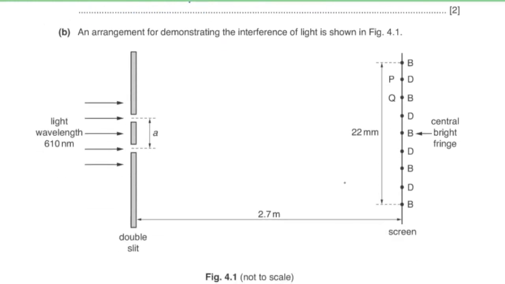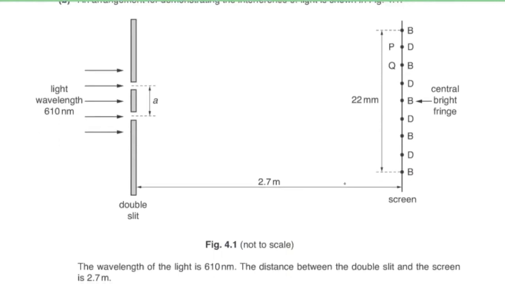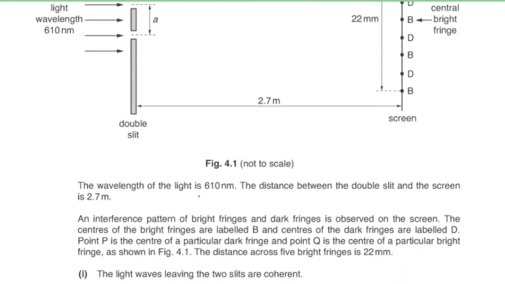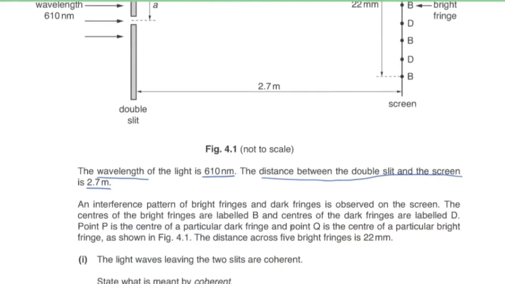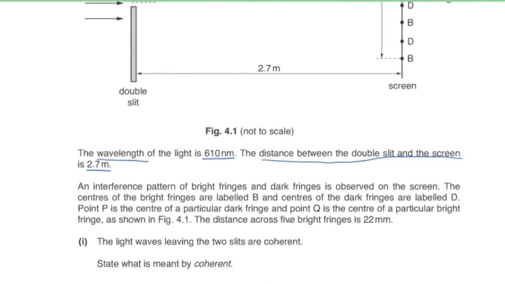Part B, an arrangement for demonstrating the interference of light is shown in figure 4.1. The wavelength of the light is 610 nanometers. The distance between the double slit and the screen is 2.7 meters. An interference pattern of bright fringes and dark fringes is observed on the screen. The centers of the bright fringes are labeled B and the centers of the dark fringes are labeled D. Point P is the center of a particular dark fringe, and point Q is the center of a particular bright fringe.